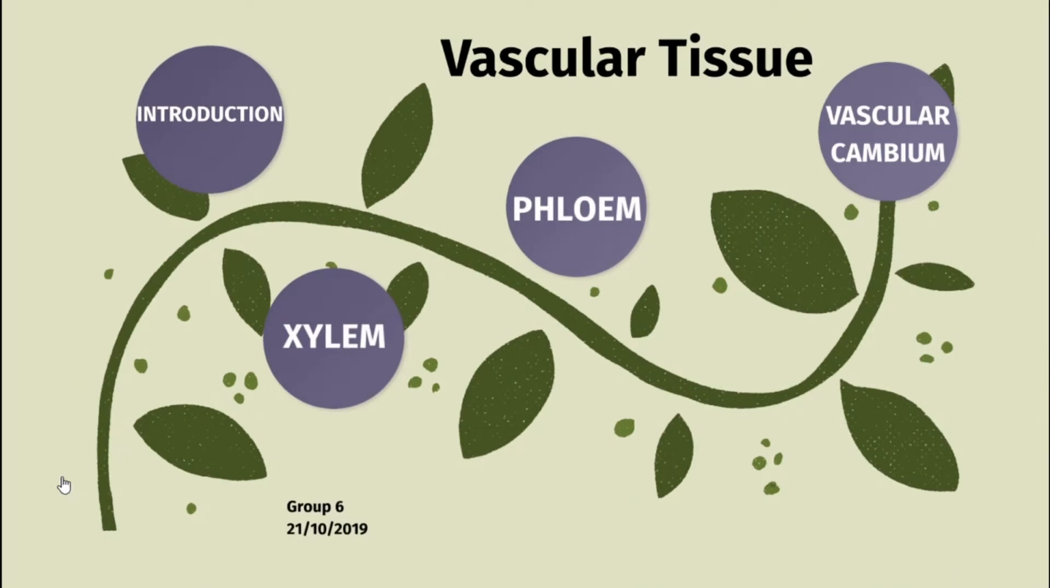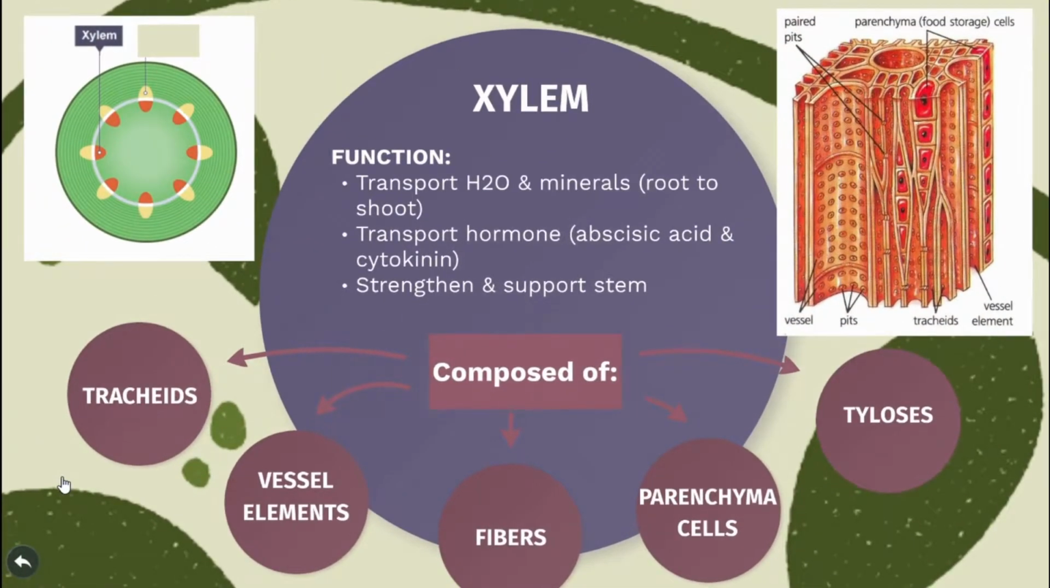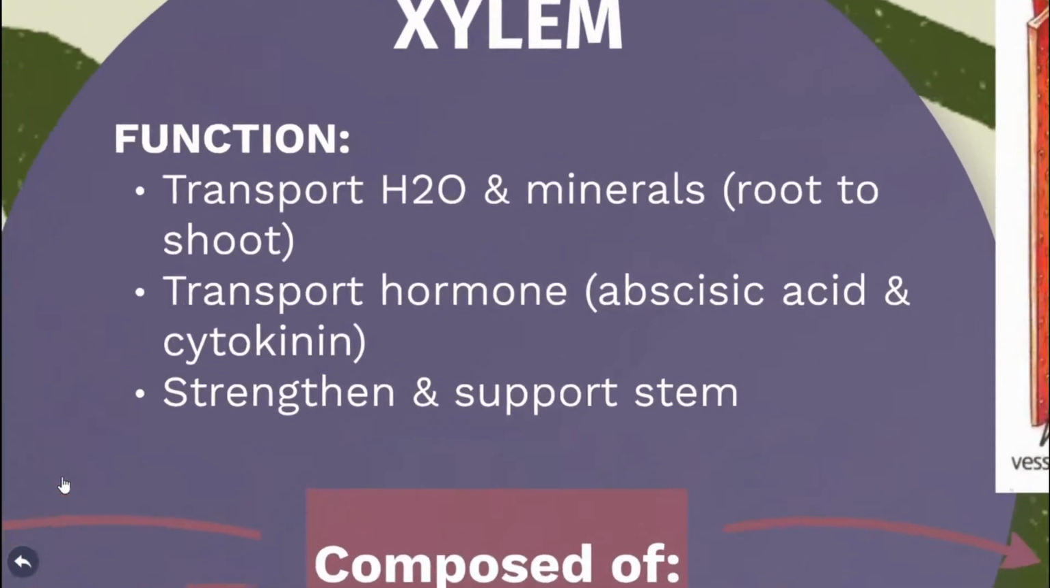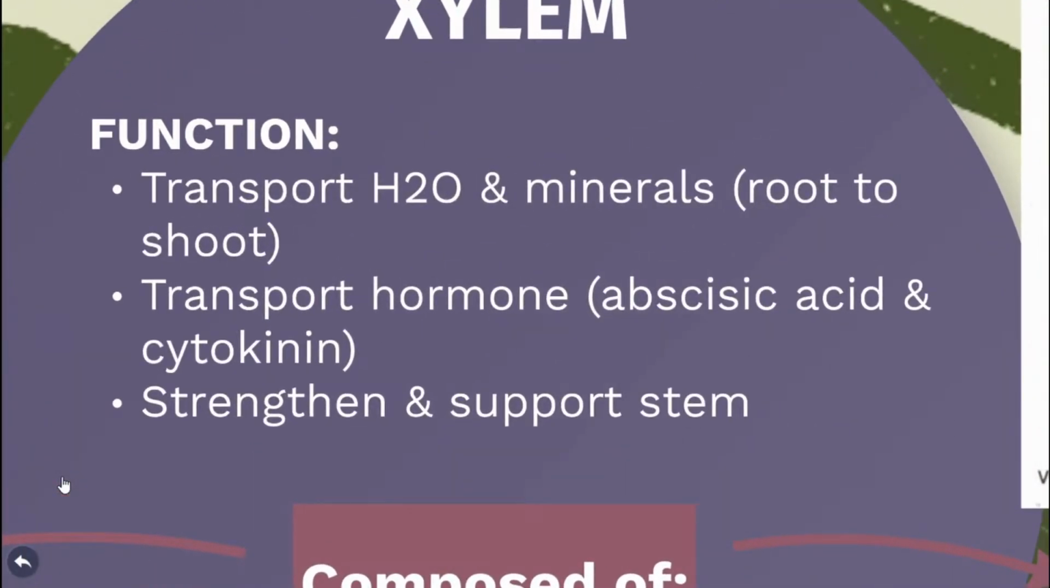Now, let us move on to xylem. Its location is usually in the inner part of the vascular tissue system. Its function is to transport water and minerals from the root to the shoot of the plant. It also helps in transporting hormone molecules such as abscisic acid and cytokinin. Xylem also strengthens and supports the stem because of its location, which is usually in the middle of the plant.